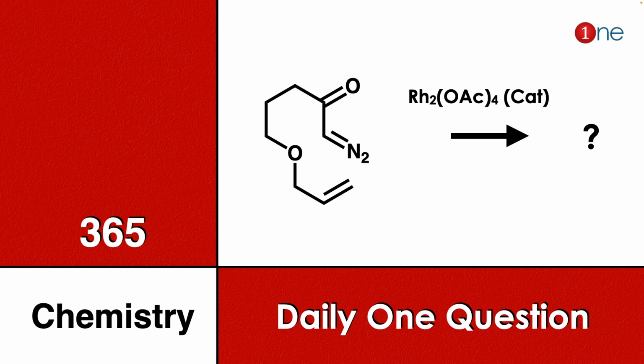Here you have an ether, on one side you have allyl, and on another side you have a carbonyl with an azo compound. You are using a rhodium catalyst. You have to find what will be the final product.